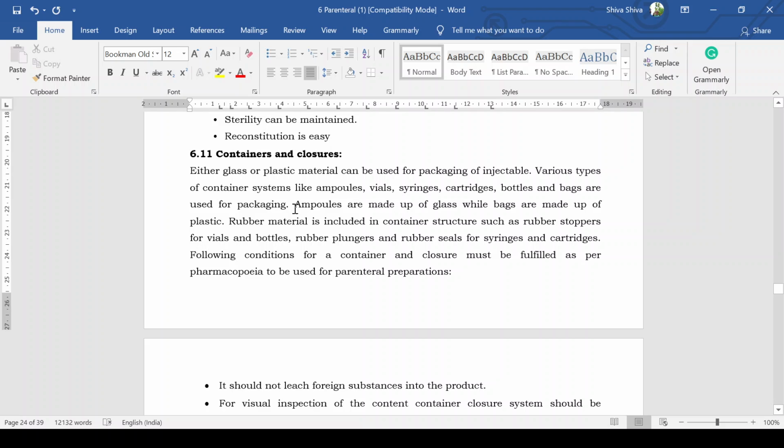Rubber material is included in container structures such as rubber stoppers for vials and bottles, rubber plungers and rubber seals for syringes and cartridges. So rubber material is also used for the packaging of container closures, for packaging of containers of parenteral products. So the rubber material is included in container structures such as rubber stoppers.